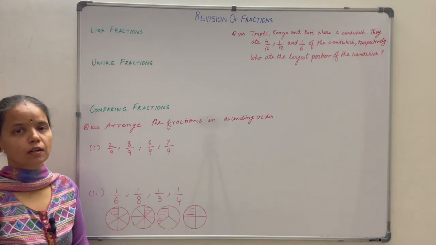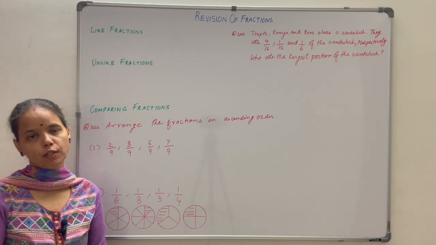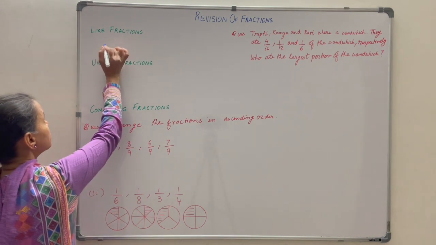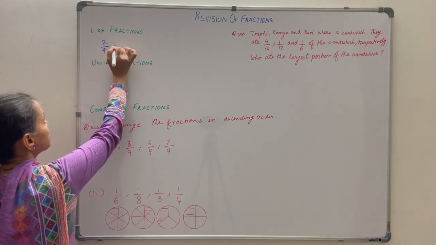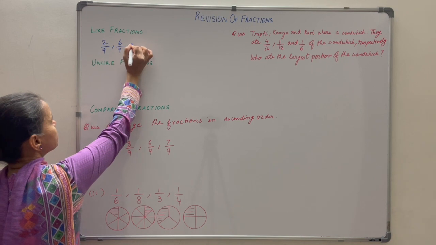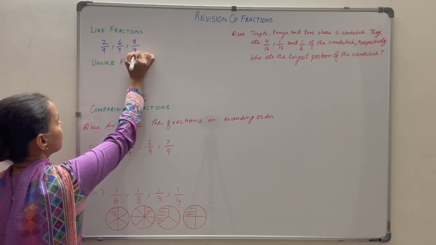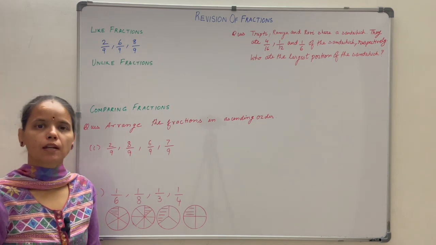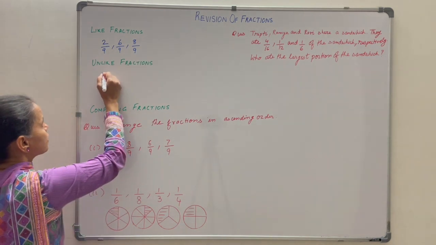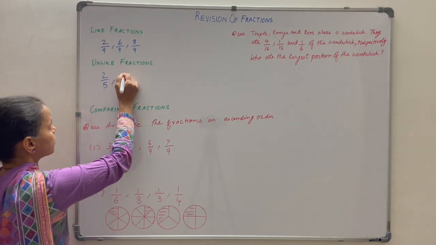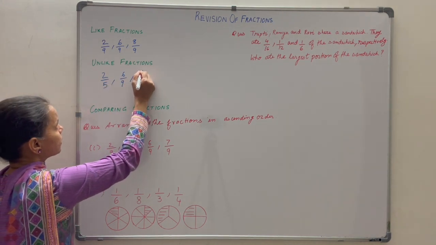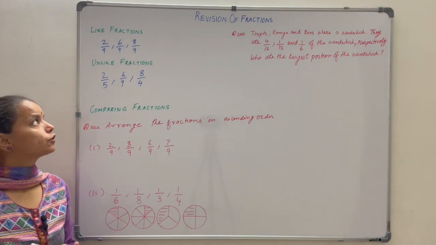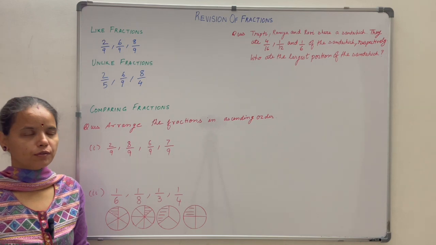Like fractions. When fractions have the same denominator, they are called like fractions. For example, 2 by 9, 6 by 9, 8 by 9, all these are called like fractions. When the denominators are different, they are called unlike fractions. For example, 2 by 5, 6 by 9, 8 by 4. Here all the denominators are different, so they are called unlike fractions.